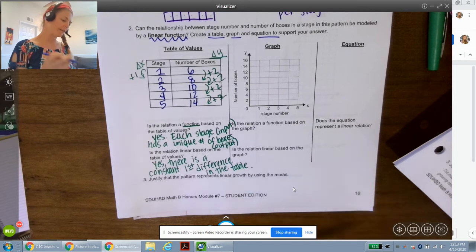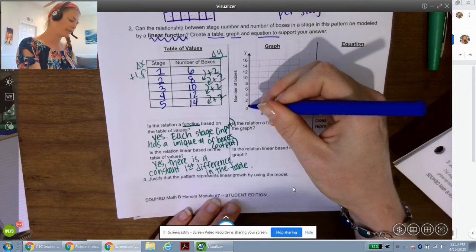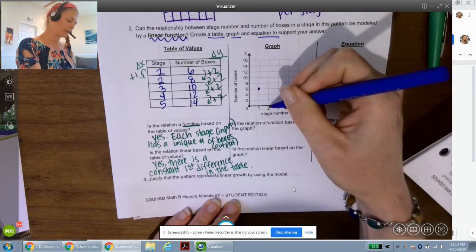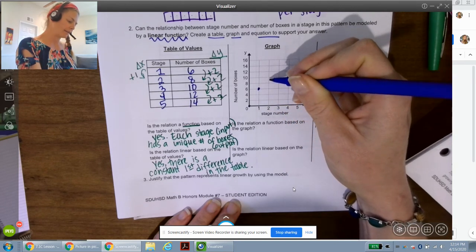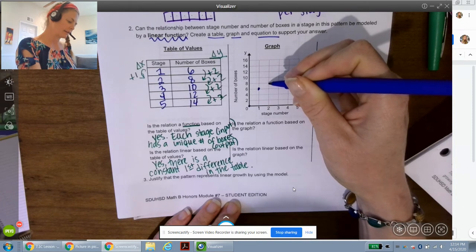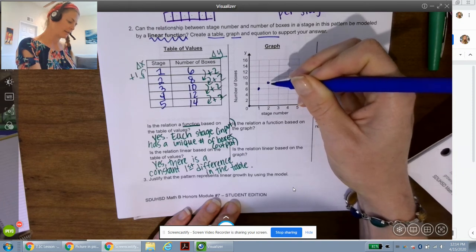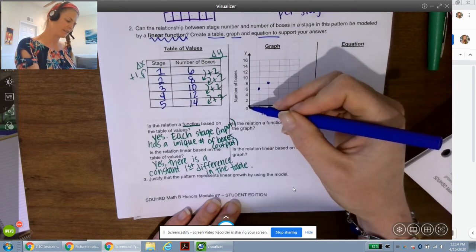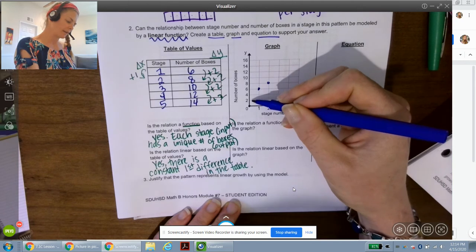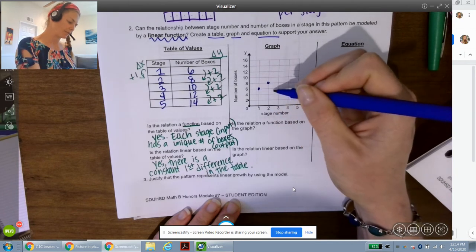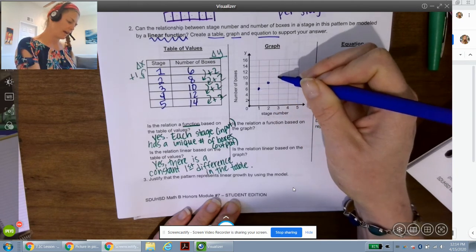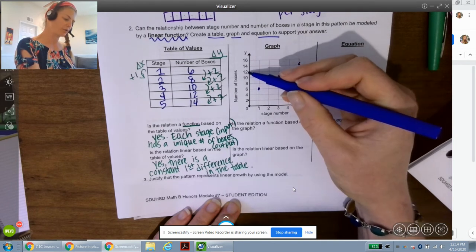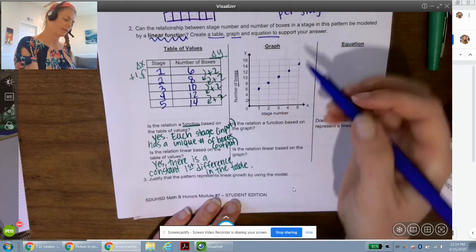Okay, so let's take a look at a graph. Stage 0 has 0 boxes. We can say stage 1 has 6, stage 2 has 8. Oh, okay. Would we say stage 0 has 0 boxes? I guess because it's a linear relationship. Okay, so stage 3 has 10. We have a constant rate of change. Every one stage we go up 2 boxes. Notice this is going by 2s.